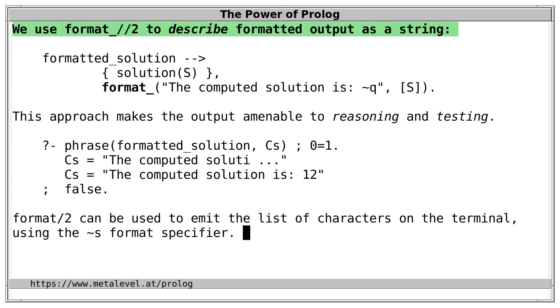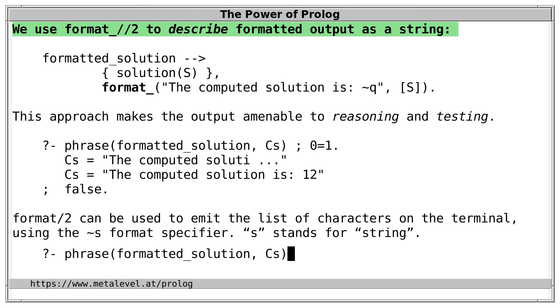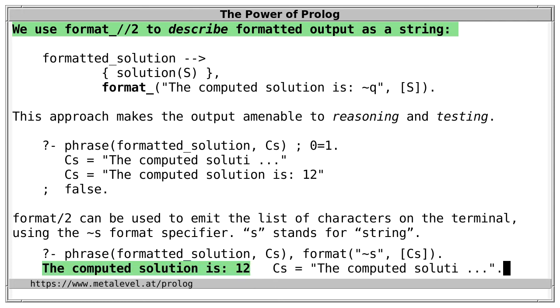And when needed, the predicate format can be used to actually write this list of characters on the terminal with the ~s format specifier, which stands for string. So we would first ask for the list of characters Cs, and then say we emit a list of characters, namely Cs. And so we get these characters as output on the terminal.